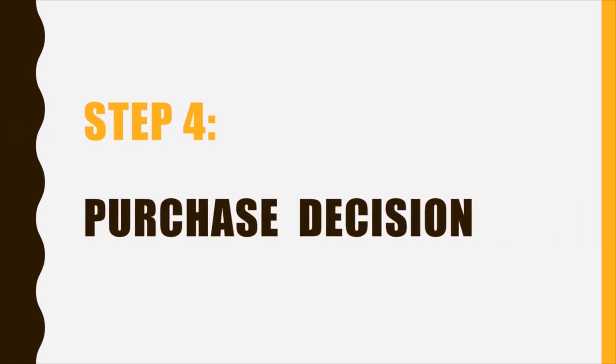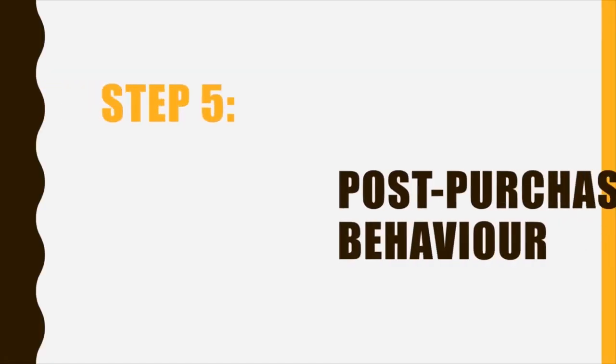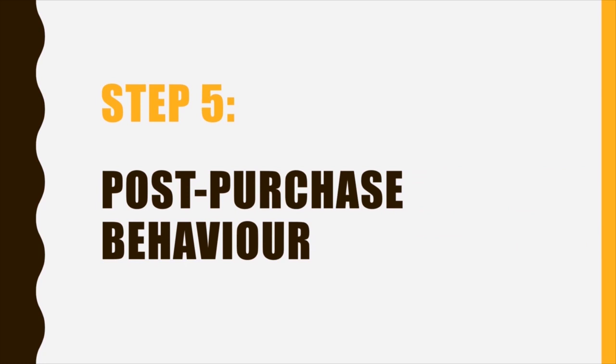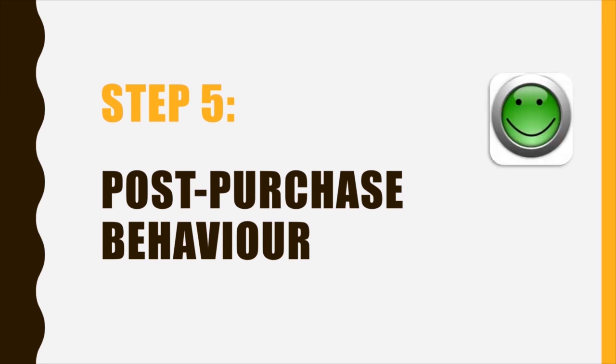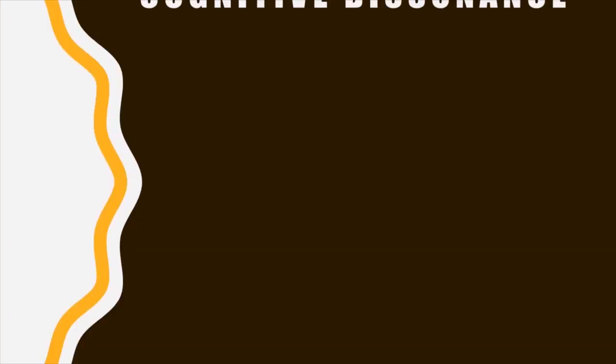Step 4. Now the process of purchase is pretty easy. I use money from my savings and proceed to pay by cash or by debit card. Step 5. Post-purchase behavior. When I usually purchase chocolate, I expect certain outcomes that are measured in terms of satisfaction or dissatisfaction. Have a look at 2 important aspects in this step.